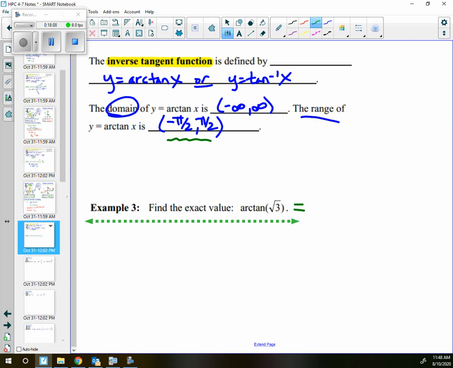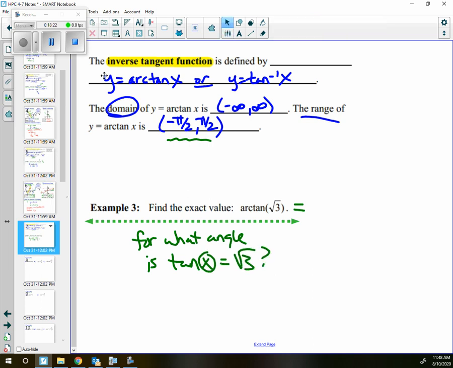All right, so what are they asking you if they say arc tangent of square root of 3? That is asking you for what angle is the tangent function, so tangent of what, equal to square root of 3. When does that happen? Because remember, inverse means angle. If you're asking an inverse, you are looking for an angle measurement for these trig functions. So inverse means angle, so think of it that way. What angle does this happen at?